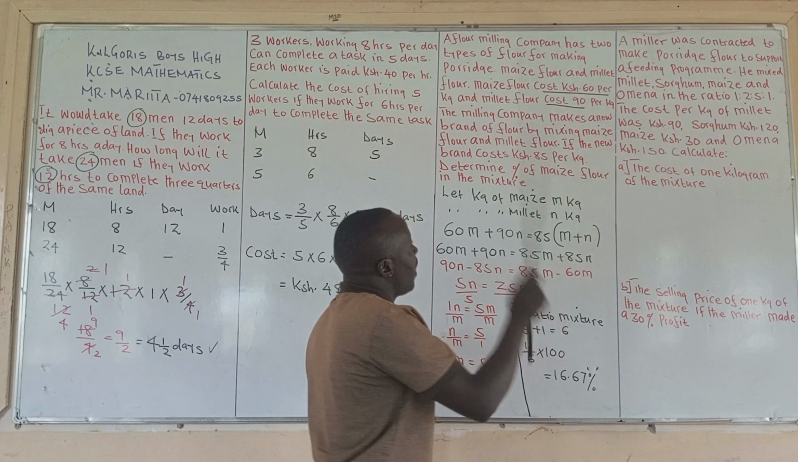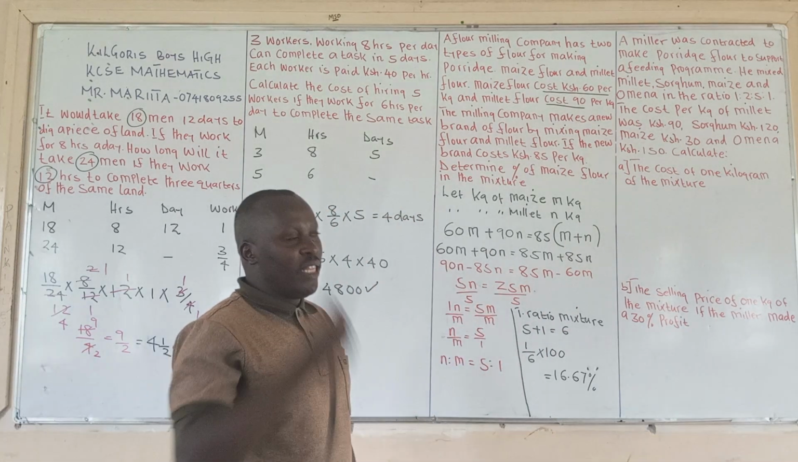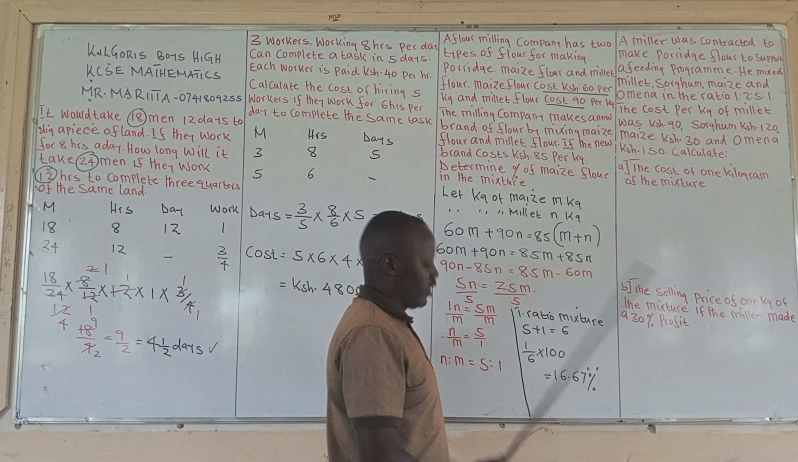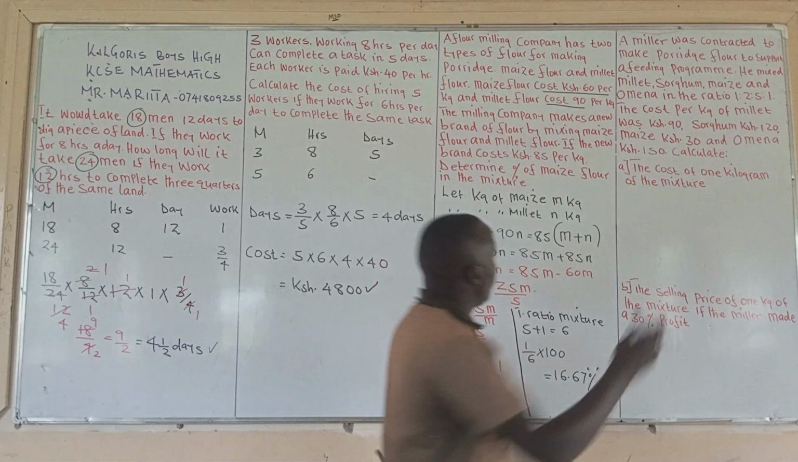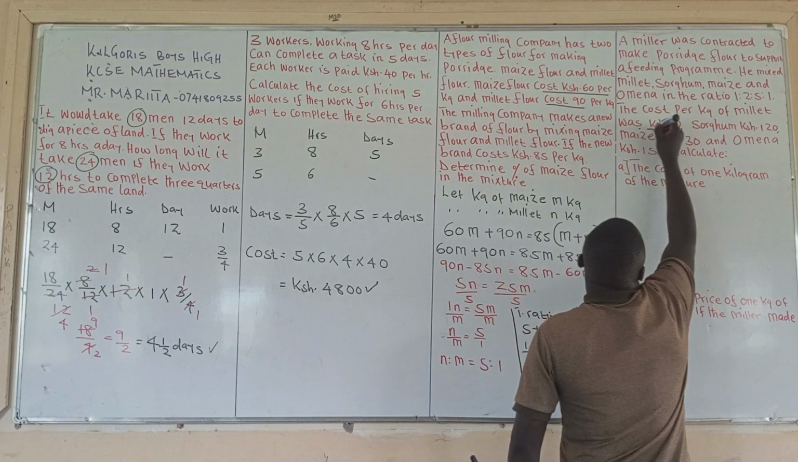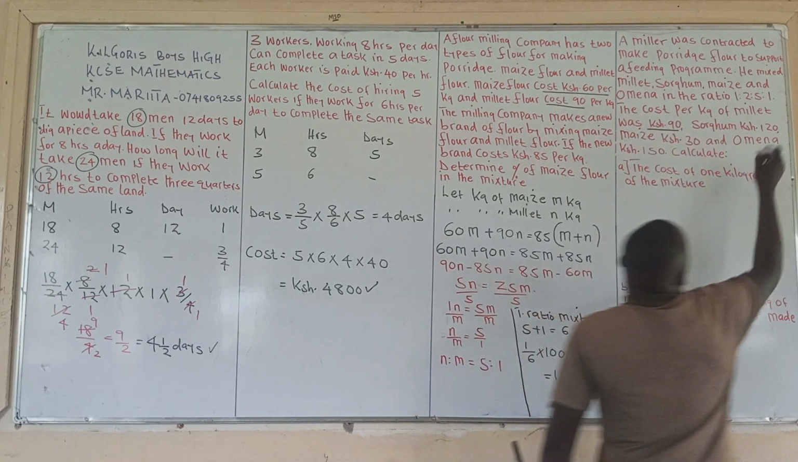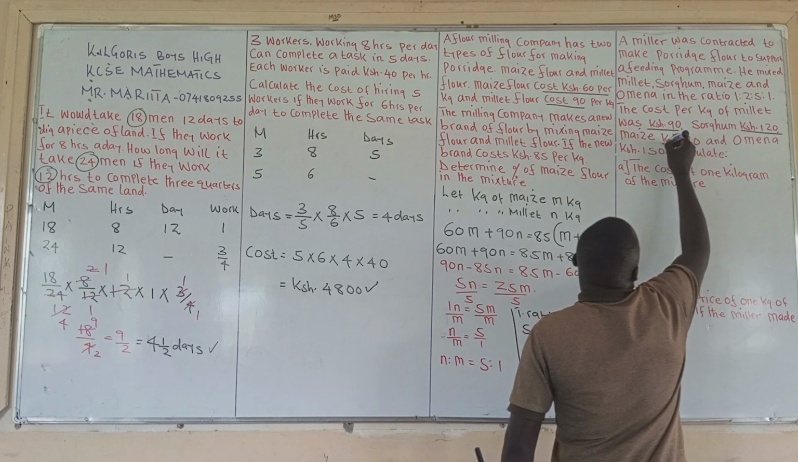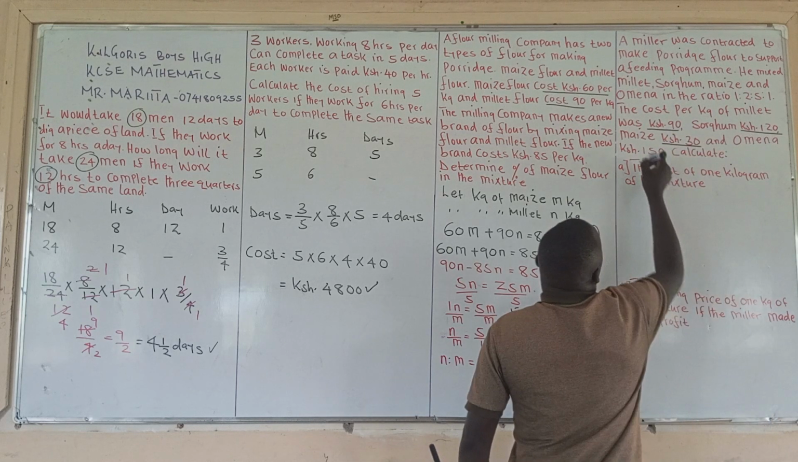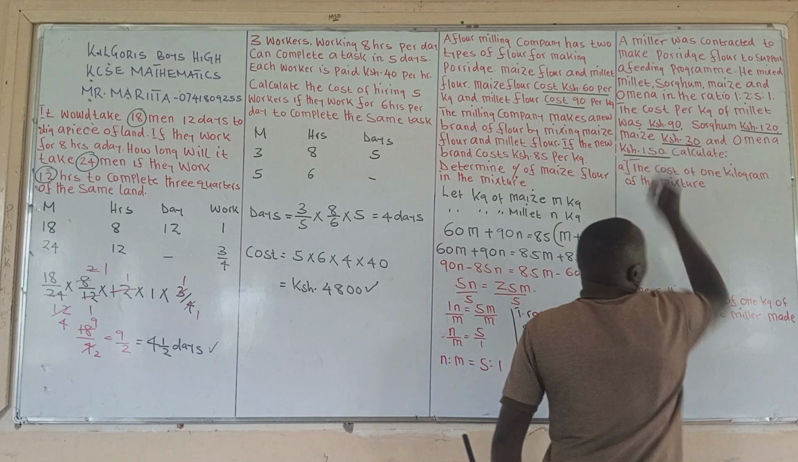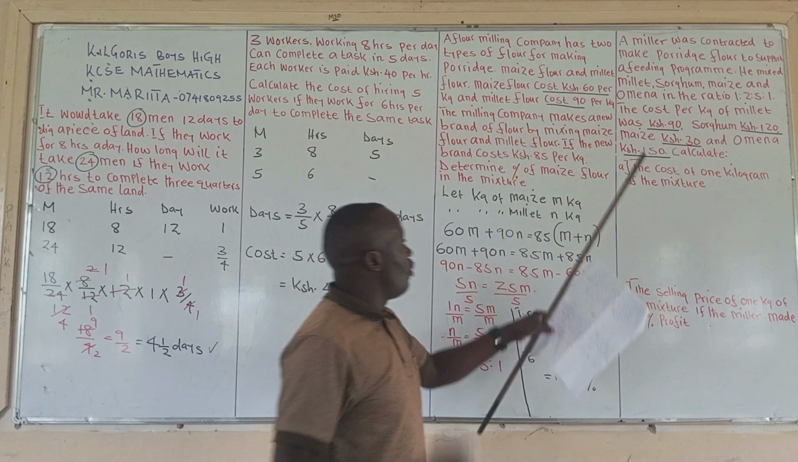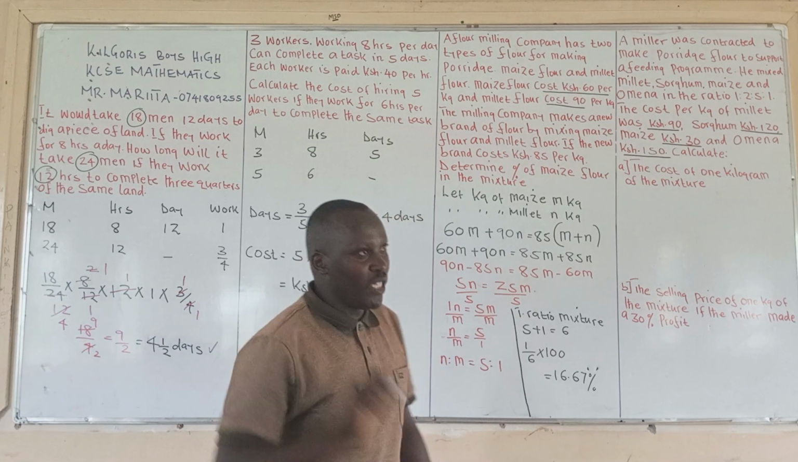The cost of 1 kilogram of millet is 90 shillings. Sorghum is costing 120 shillings. Maize is costing 30 shillings. And omena is costing 150 shillings. Calculate the cost of 1 kilogram of the mixture.